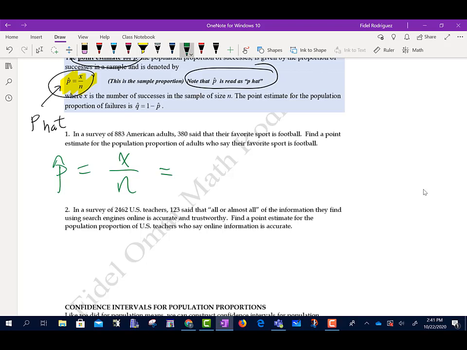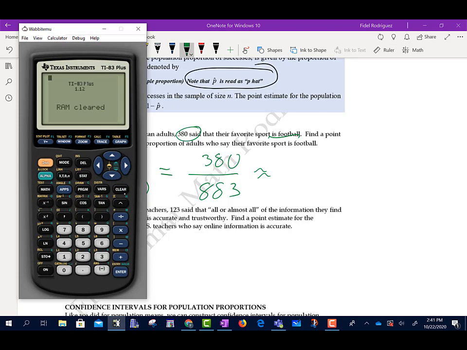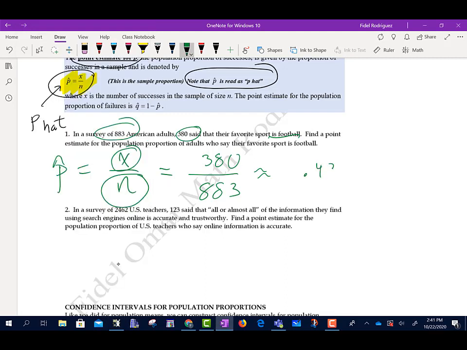N, remember, is our sample size. Sample size refers to the number of adults that we surveyed, so we surveyed 883 adults. And X is the number of people who said they liked football, in this case 380. Now we take our calculators and write this as a decimal. We take 380 divided by 883, and going to 2 decimals, this is 0.43. So 0.43 would be my P hat.